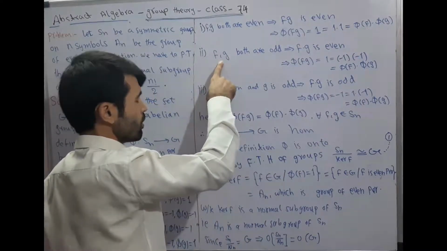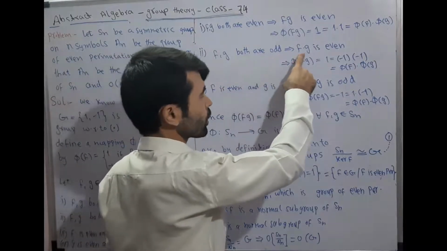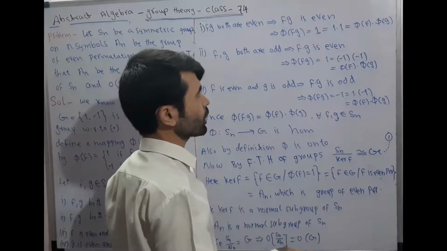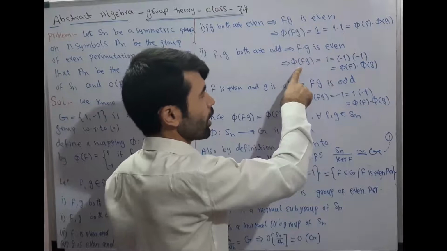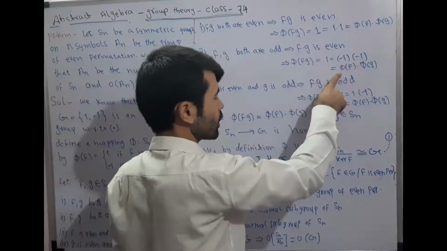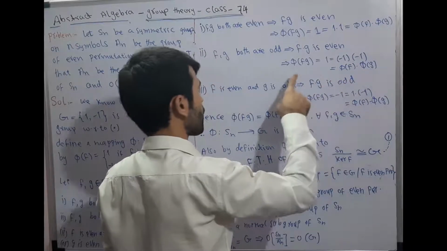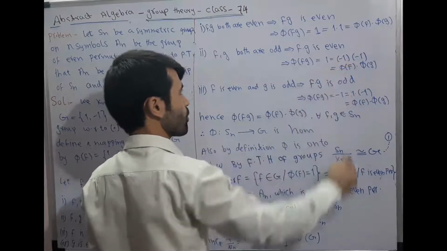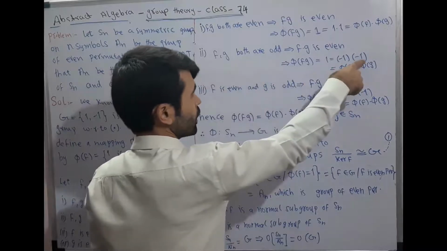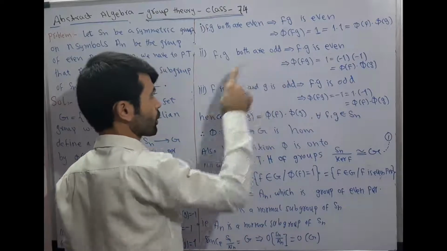Number two, f and g are both odd permutations. Then the product of two odd permutations is an even permutation. Therefore, phi of f into g is equal to 1. It is equal to -1 into -1, which is equal to phi of f into phi of g. Instead of the first -1 we can write phi of f because f is an odd permutation. Instead of the second -1 we can write phi of g because g is an odd permutation.